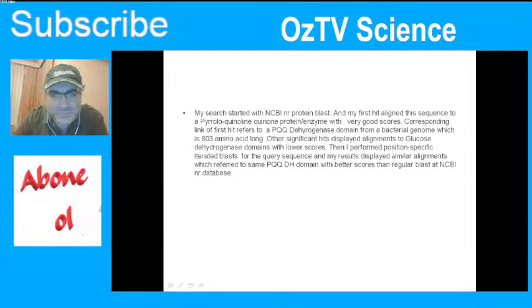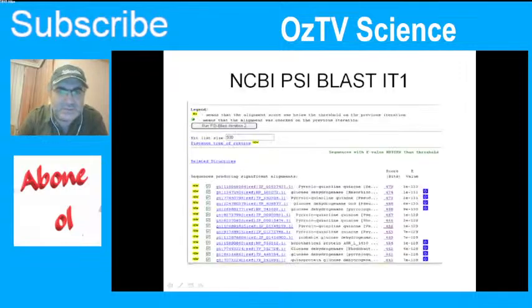Then I performed position-specific iterated blasts for the query sequence, and my results displayed similar alignments which refer to the same pyrroloquinoline quinone dehydrogenase domain with better scores than regular blast at NCBI. So you can tune the blast search to see if you can get a better match. Let's continue.